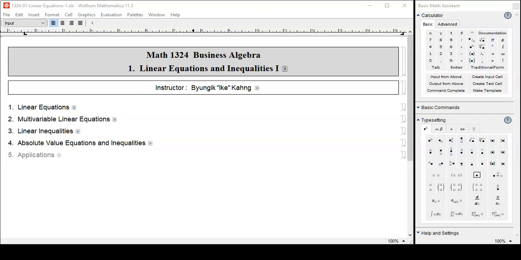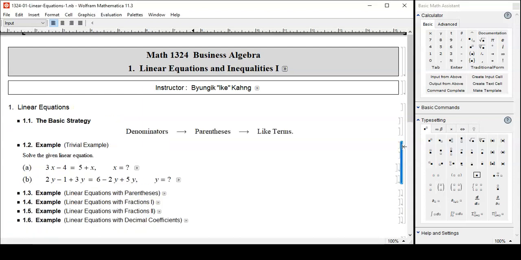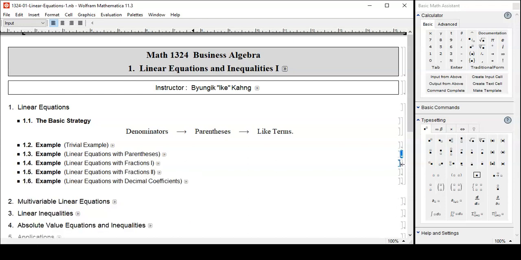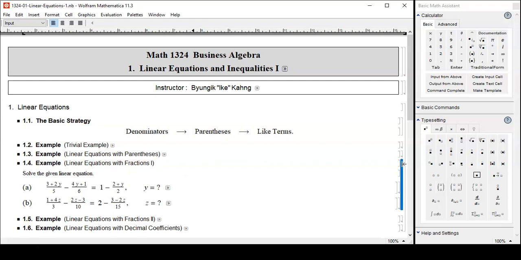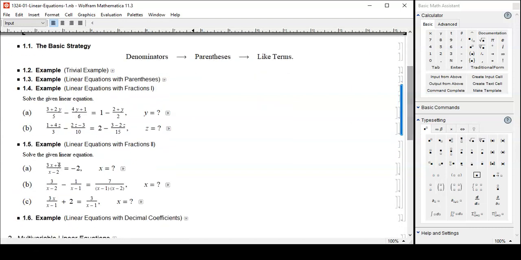Hello students, welcome back. Previously we went through the linear equation, through basic strategy, some trivial example, a little bit less trivial example, and some good example problem for its denominators. Now let's continue over to the problem for its denominator like this. What's the difference? Here we had only numerical denominators. Here we have x expressions down there.